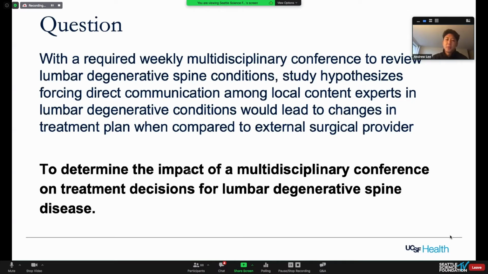it could lead to changes in treatment plan when compared to external surgical providers, and to determine the impact of a multidisciplinary conference on treatment decisions for lumbar degenerative spine disease.